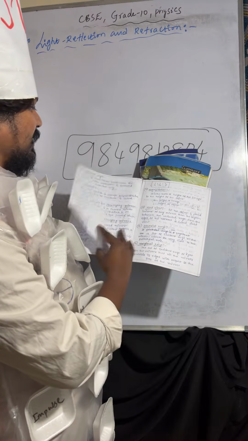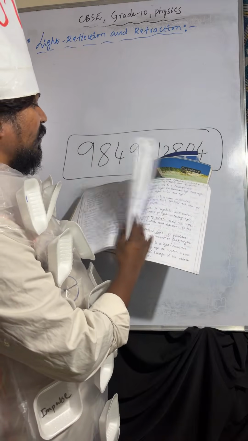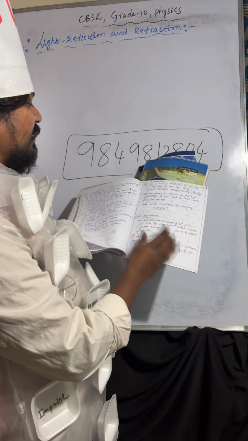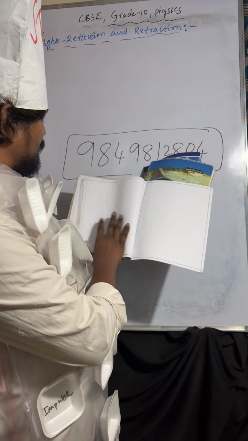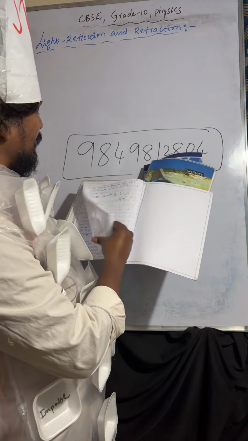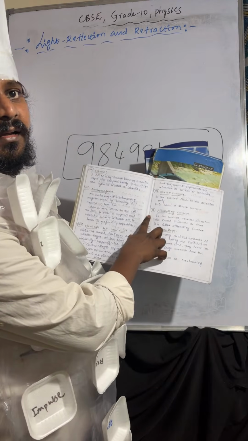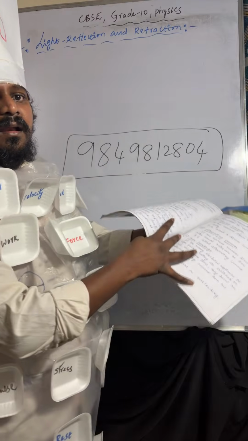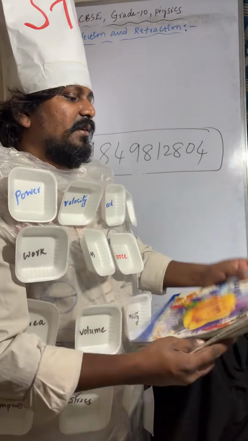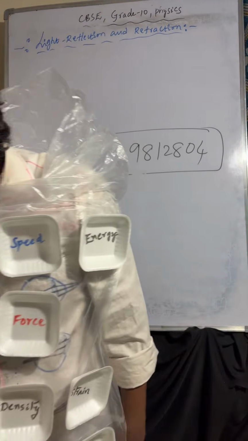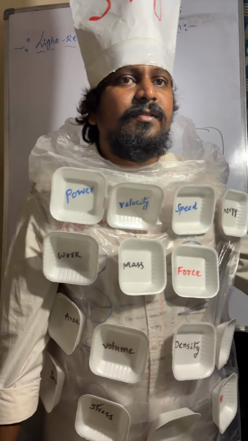Light, the human eye and colorful world, magnification, and refraction of light. All definitions, nearly 110, more than 100. Understood? And here these are light reflection, diffraction. These are the handwritten notebooks. I wrote them with my own hand.